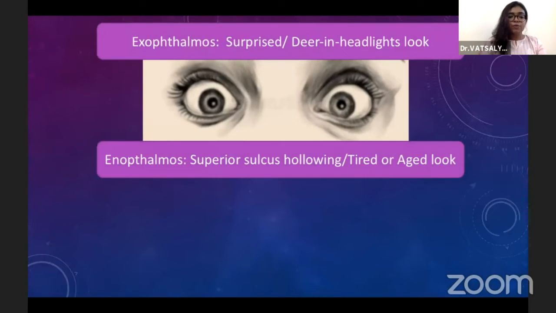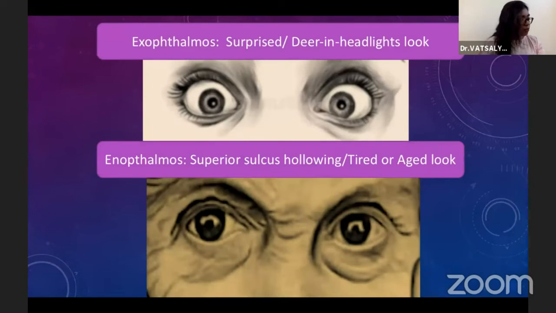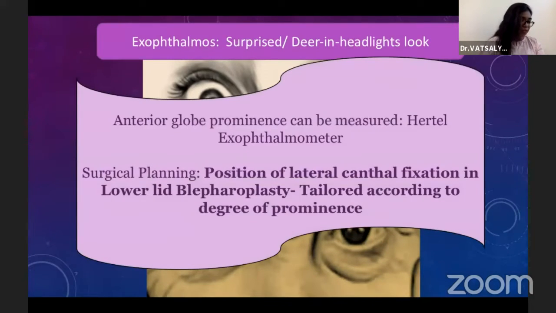Considering exophthalmos and enophthalmos, one must know that exophthalmos may exacerbate lid retraction to produce a surprised look, and proptosis also increases the risk of post-operative eyelid malposition, while in case of enophthalmos, it may produce pseudoptosis and may also cause superior sulcus hollowing, which gives a tired and aged look.